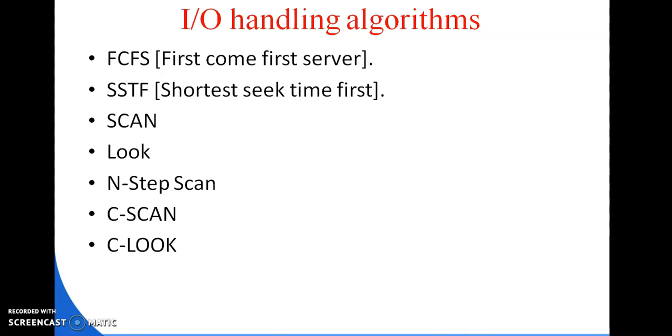Next is the SCAN algorithm. SCAN uses a status flag which tells the direction of the arm. It tells whether the arm is moving towards the center of the disk or to the other side. This algorithm moves the arm from the end of the disk to the center track, servicing every request in its way. When it reaches the innermost track, it reverses the direction and moves towards the outer tracks on the disk, again servicing every request in its path.